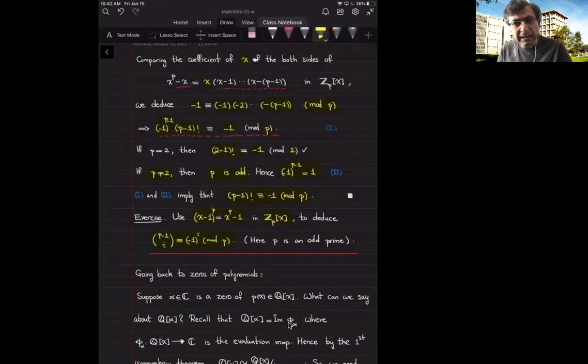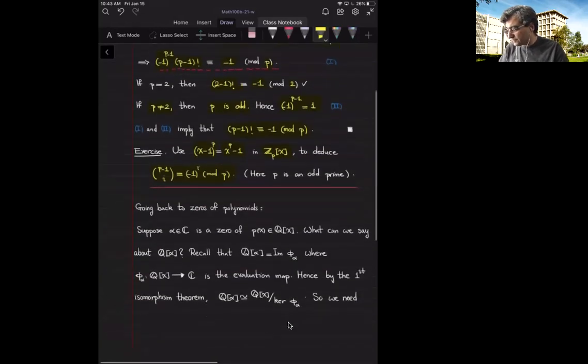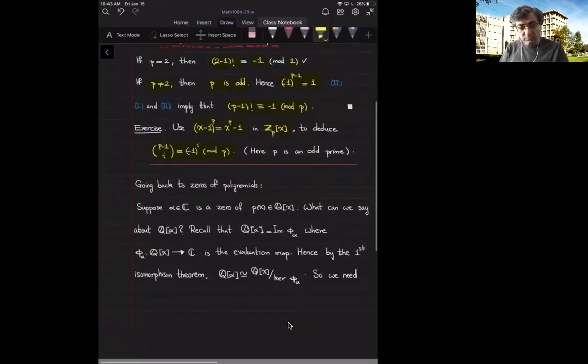But let's go back to the evaluation map. We wanted to understand the image of the evaluation map. We have seen a few examples of this type. So suppose alpha is a zero of a polynomial. We want to understand the ring structure of the image of phi sub alpha. What can we say about the image of phi sub alpha?